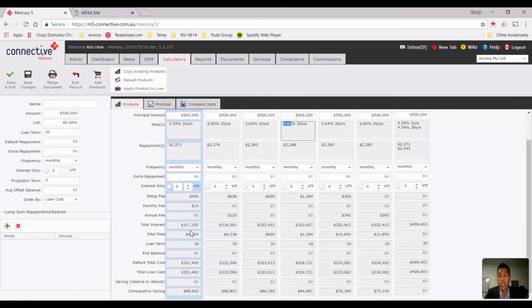So that's just one thing to take into consideration if you're out there shopping for a home loan, and that's the tip for today.